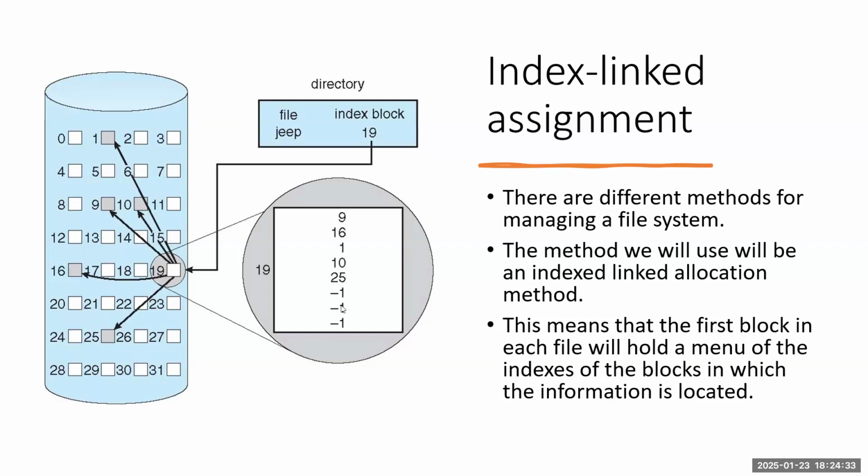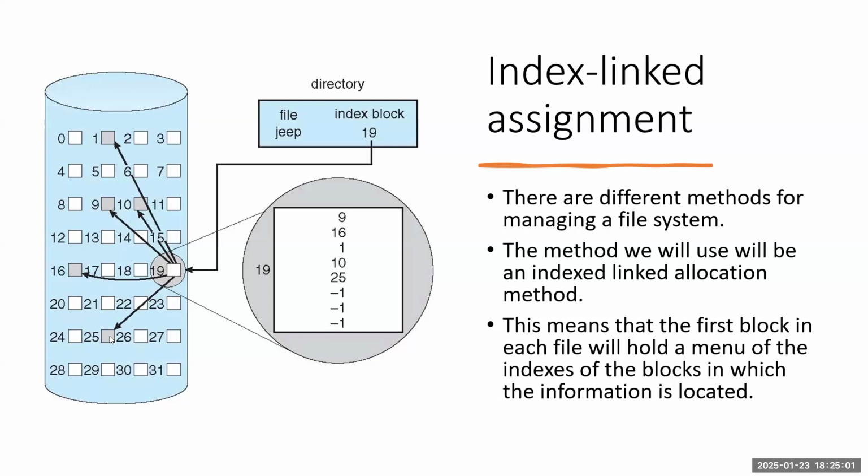And then the rest is -1, which indicates it's invalid, since it can't be a block number. If you want the last block, it's 25. For blocks inside 19, or are these other blocks within the directory? No, in other words, this file is being stored at 9, 16, 1, 10, and 25. These point to where the file is stored.